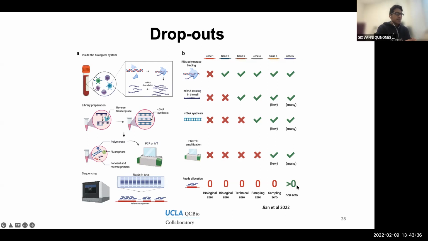So to summarize, the signal that we're going to be working with today is coming from the genes that were successfully able to complete all of this series of steps. And all the remainder of genes are going to have a zero signal.